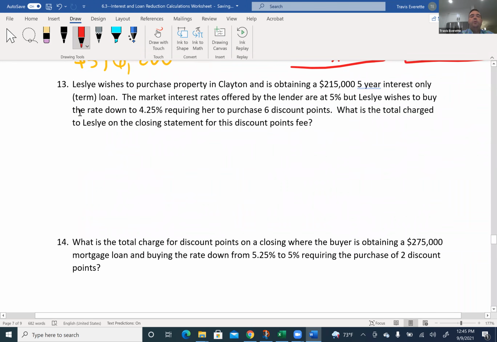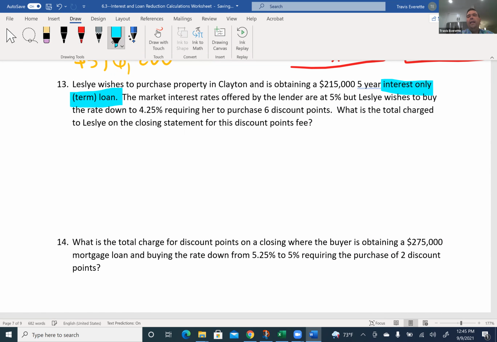says Leslie wishes to purchase property in Clayton and is obtaining a $215,000 5-year interest-only loan. I just thought I'd highlight that for you. That means that she's never paying down this $215,000 balance. Every payment that she makes over that 5 years, the loan balance is going to stay locked at $215,000 because she's only paying off the interest. What it also means is at the end of 5 years, she's going to have to come up with $215,000 as one lump sum payment because she still owes it all. So that's a term loan or interest-only loan.